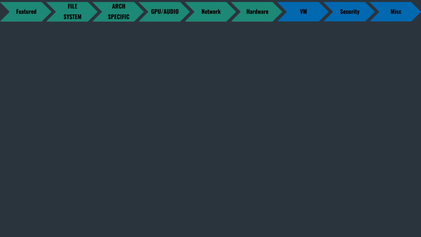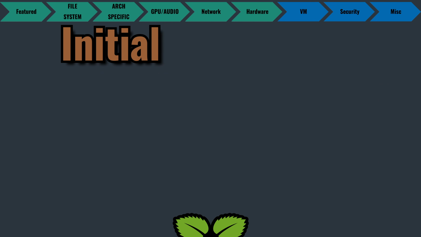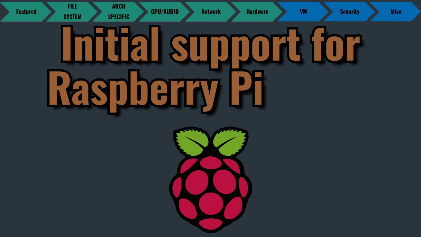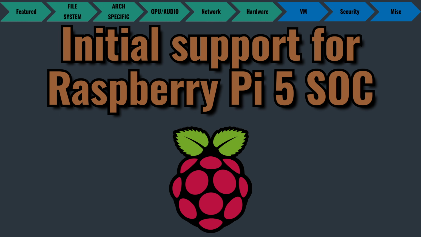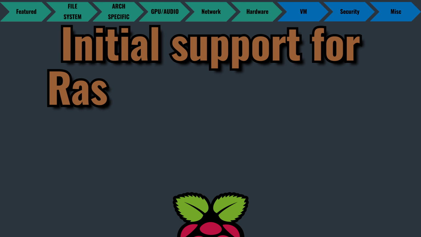Now, let's get to the hardware, where we see initial support for the Raspberry Pi 5 SoC, so the Broadcom BCM2712, which needs more work, but it's good enough so that you can use your Pi 5 with a standard, not patched kernel. So it's good news.